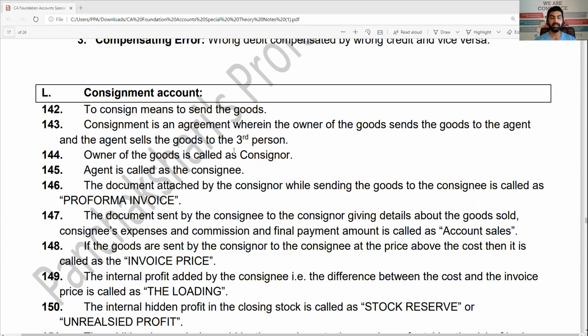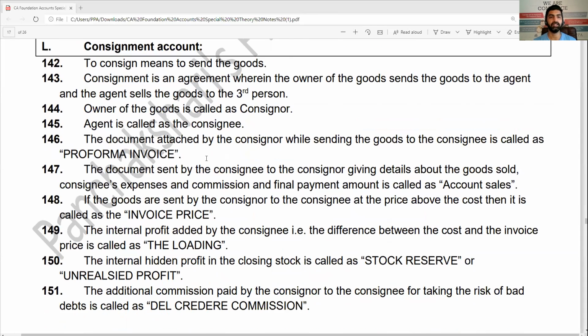The consigner will always be the owner of goods till the point they are actually sold to the third person. The consignee will just be a custodian of goods and he will get the commission on it. So profit will go to the consigner, or loss, if any, will be suffered by the consigner, while the consignee will get the commission for his services. So the owner is called the consigner, the agent is called the consignee.